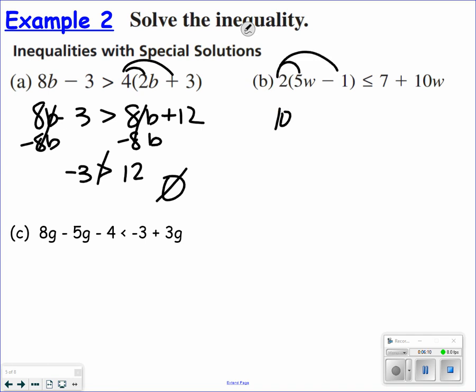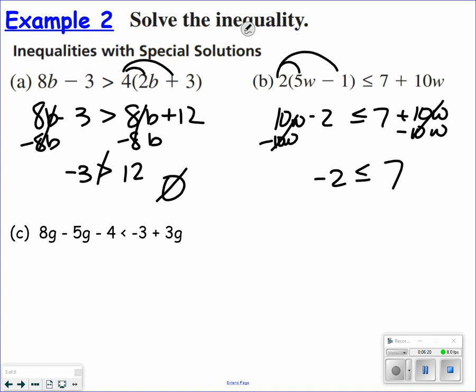Distribute 10w minus 2. Again, any time the letter is gone, you have to ask yourself what's left. Is it true or not? Is negative 2 less than or equal to 7? The answer to that is yes, it is. So now you're talking about infinitely many solutions, sometimes referred to as all real numbers.